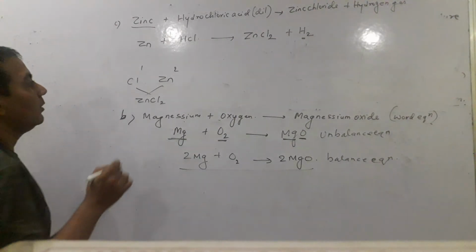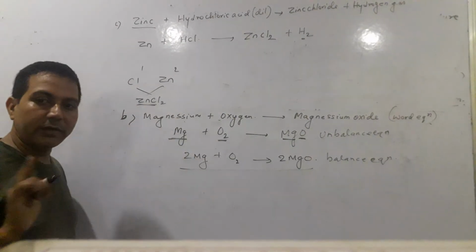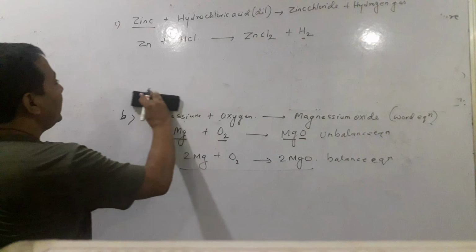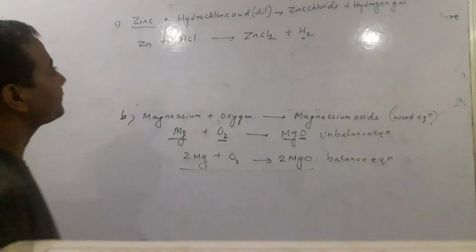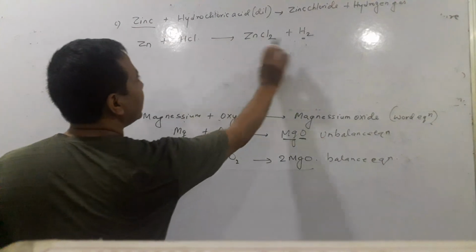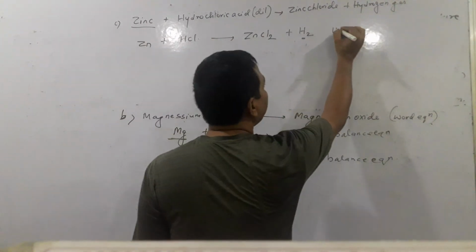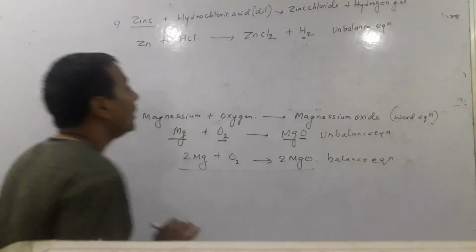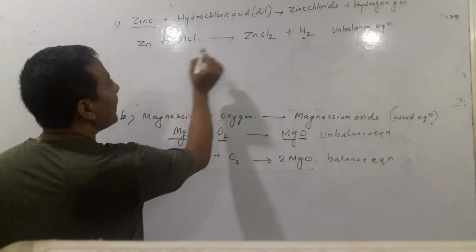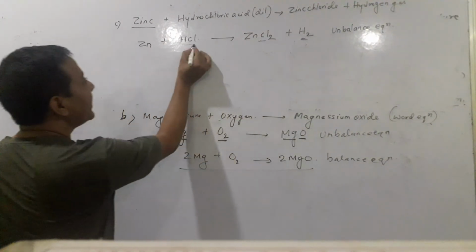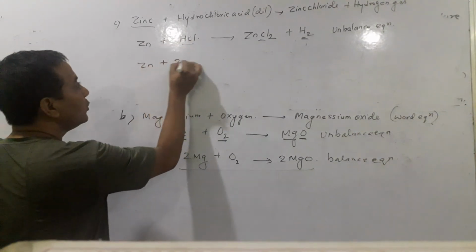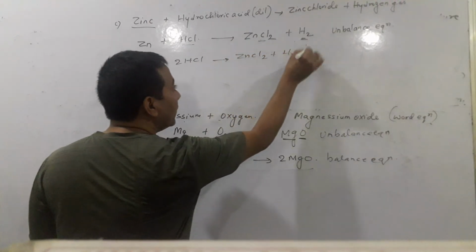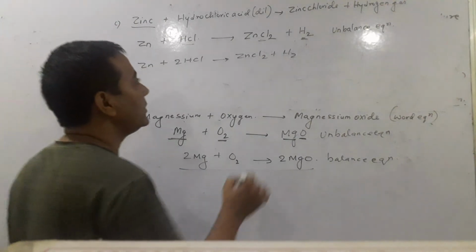Okay, the crisscross method you have studied in class 8, that's why I am not going deep into it. Now, is this chemical equation balanced? Zinc is balanced, hydrogen is not balanced, chlorine is not balanced, therefore it is an unbalanced equation. Okay. Now what should be done to balance? We have to balance chlorine and hydrogen. So we can write Zn plus 2HCl gives ZnCl2 plus H2. Is it balanced? Yes, now it is balanced.